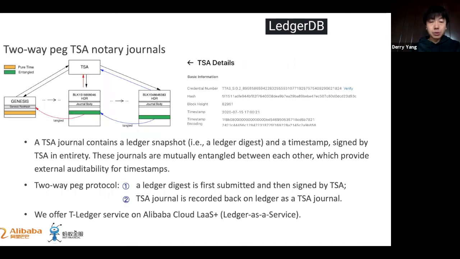Our strong external auditability leverages the two-way peg protocol involving TSA journals. TSA stands for Timestamp Authority, which provides credible timestamps. A TSA journal contains a submitted digest and a credible timestamp sent by TSA. These journals are entangled between each other to form a time clue. A ledger digest is firstly submitted and then signed by TSA, and the TSA journal is then recorded back onto the Ledger. We offer the T-Ledger service that can sustain much higher throughput on Alibaba Cloud. A time ledger can be maintained by the LSP as a shared time notary service for common ledgers. It accepts digests submitted from different ledgers and interacts with TSA. It acts as an agent between common ledgers and TSA.